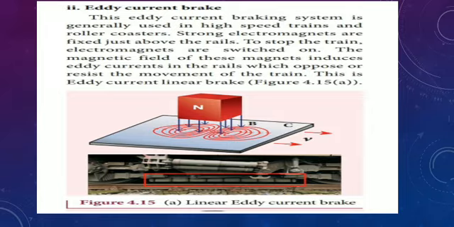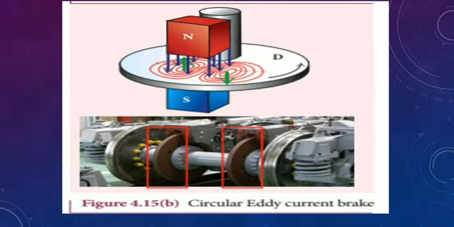Students, right? See, this is that view. This is the braking plate, and this is nothing but the electromagnet. This is the small electromagnet. So this is the braking plate. In that plate, eddy current is created. Actually, this is the braking pad in trains. Okay students, right?